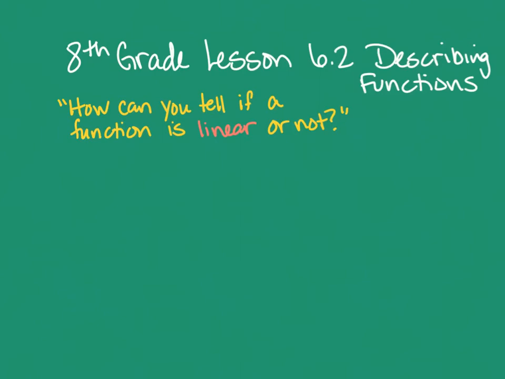Okay, my 8th graders, lesson 6.2, describing functions. So building off of lesson 6.1 and understanding with functions that an input can only have one output because it is following a specific rule. So the essential question on this lesson is, how can you tell if a function is linear or not?